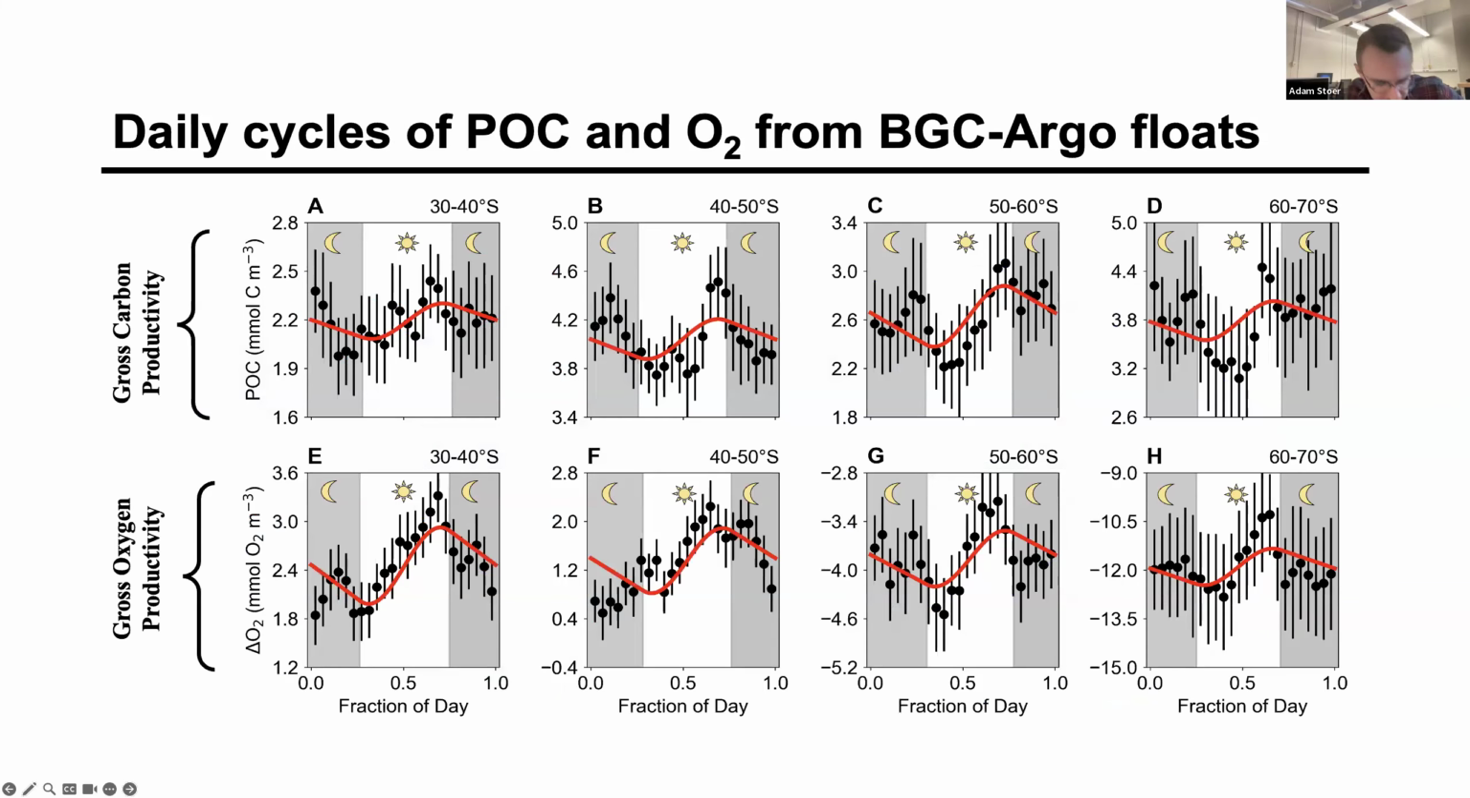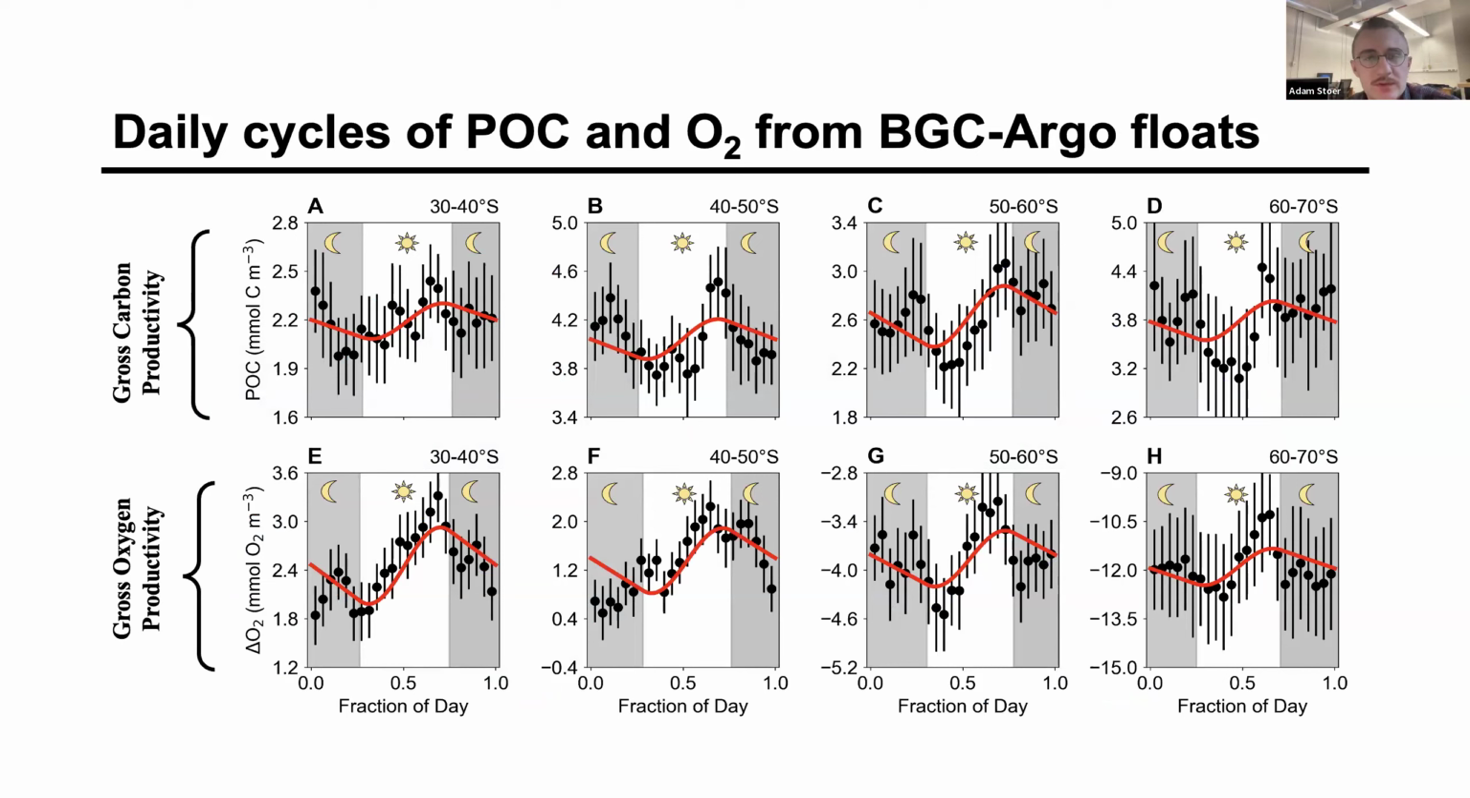So just in this slide here, we have diel cycles at 5 meters depth, and you can see that carbon estimated from the particle backscattering sensor at the top row there increases during the day alongside oxygen, and then it declines at night when there's a lack of sunlight and respiration is dominating.